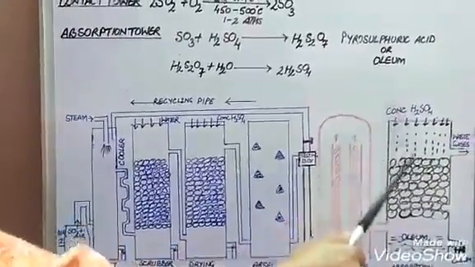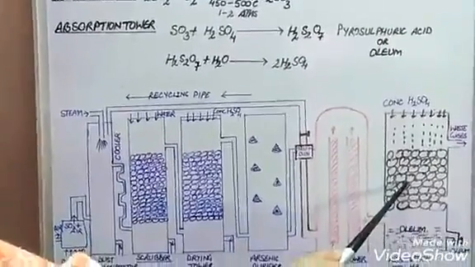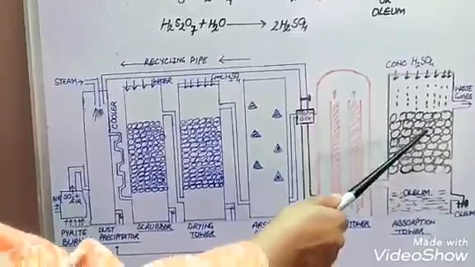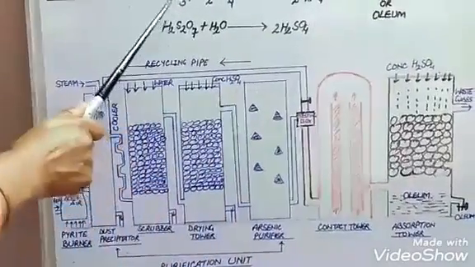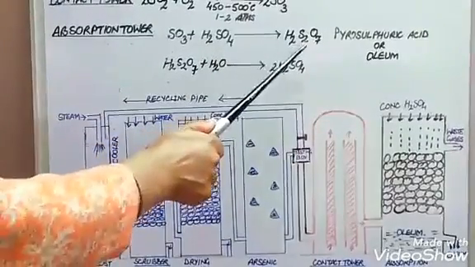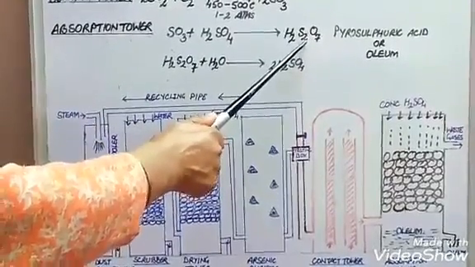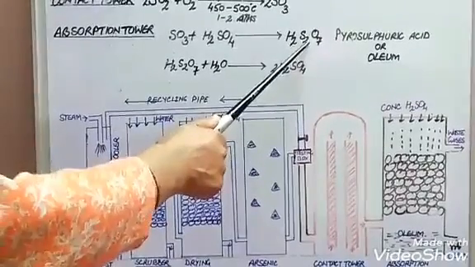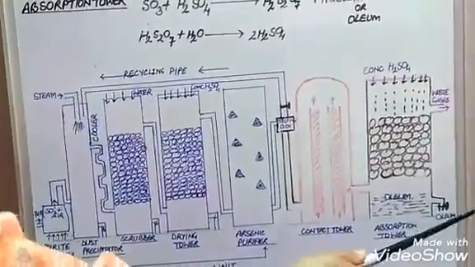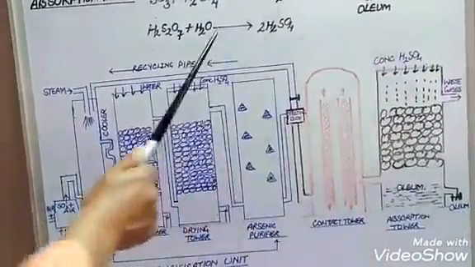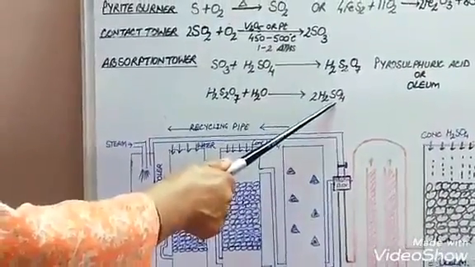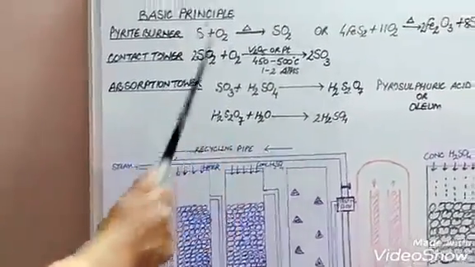Here concentrated sulfuric acid is added from the top, and sulfur trioxide moves up through these quartz pieces. Sulfur trioxide gets absorbed in concentrated sulfuric acid to form oleum or pyrosulfuric acid. Then this oleum is collected here and it is treated with calculated amount of water to produce sulfuric acid of any concentration.